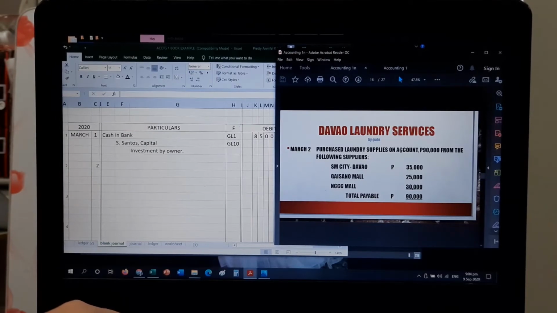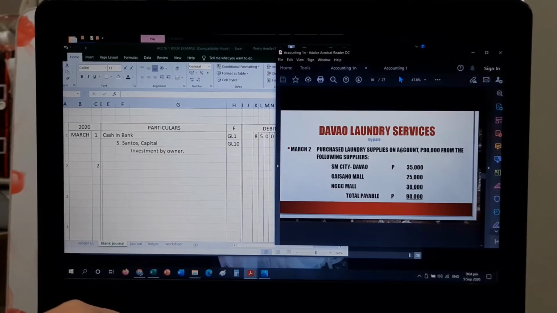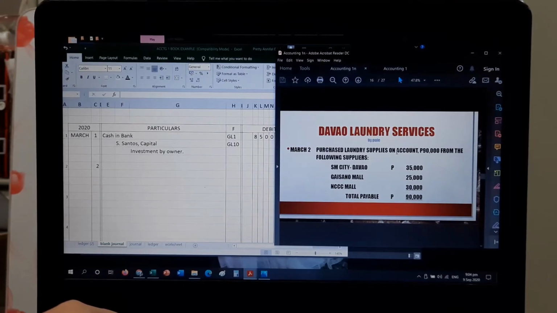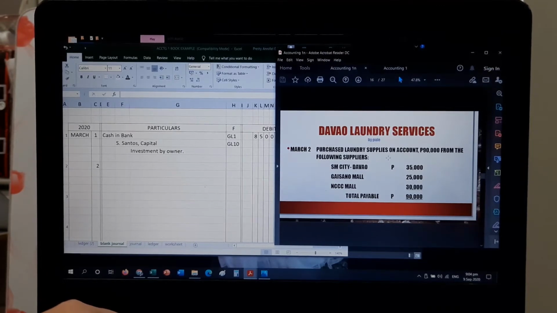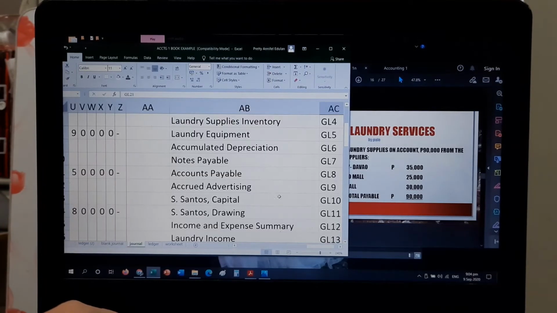Question is, was it verbally done or with a document? In this case, it's not indicated that there was a document. So assume that it is verbally done. If it's verbally done and it is us who is in debt, therefore that is accounts payable. So what did we receive from them? Laundry supplies. So based on our chart of accounts, what is the proper account title? That is Laundry Supplies Inventory, GL4.